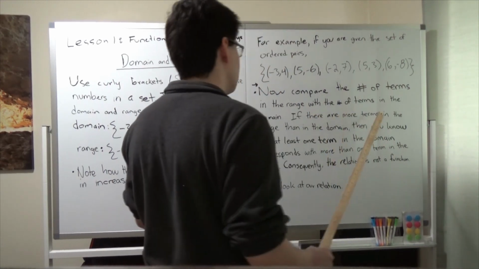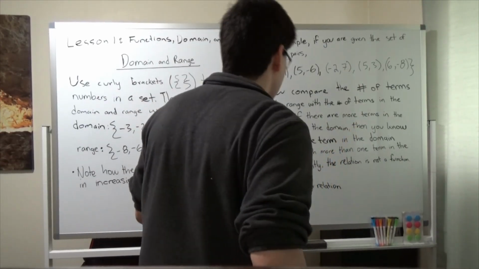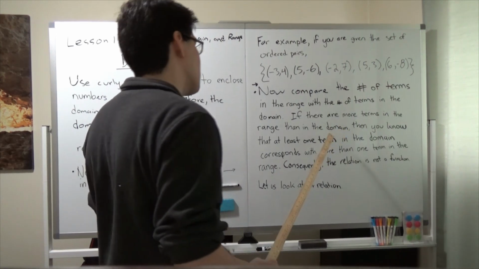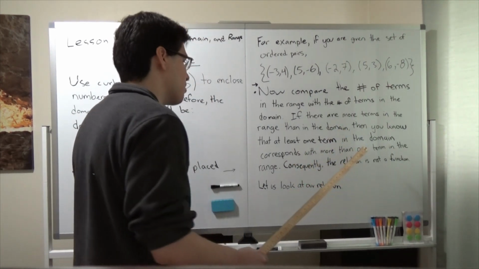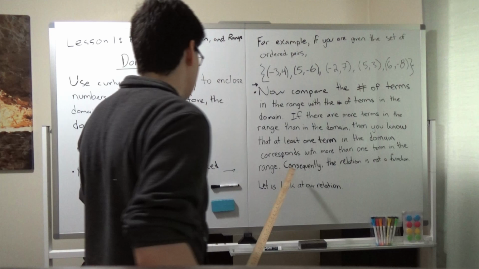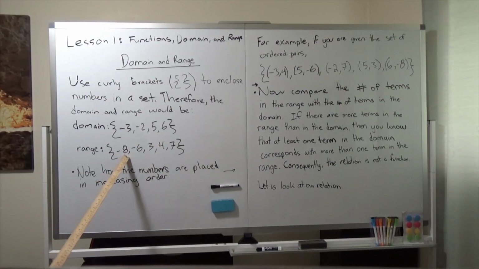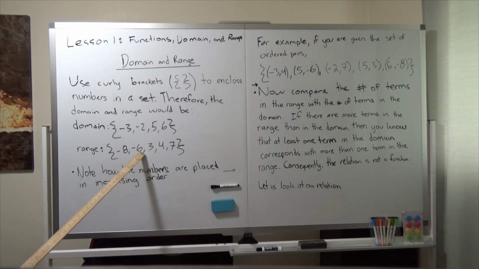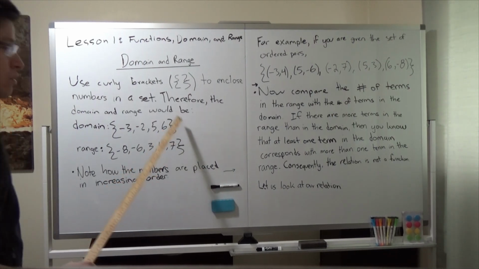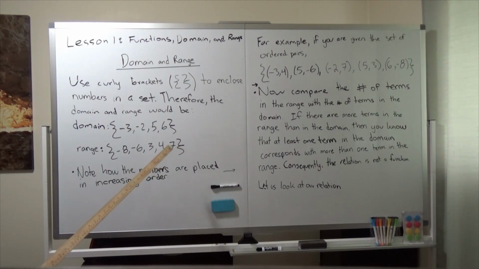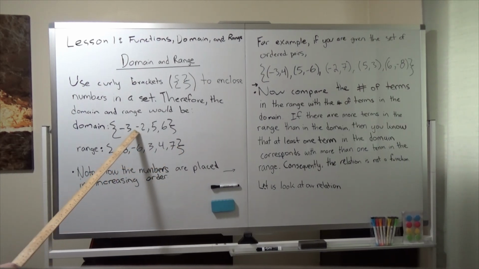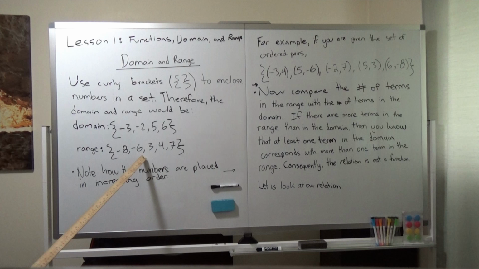If there are more terms in the range than in the domain, like there are here, then you know at least 1 term in the domain corresponds with more than 1 term in the range. There are more terms in the range here than in the domain because there's 5 terms in the range and there's 4 terms in the domain. So we know that at least 1 term in the domain corresponds with more than 1 term in the range.